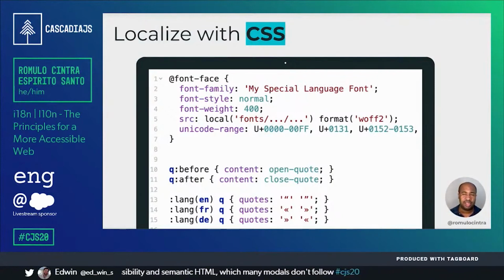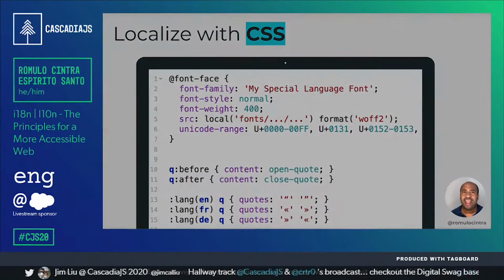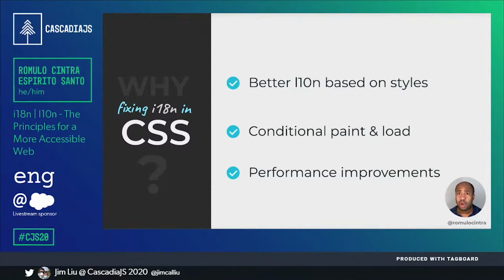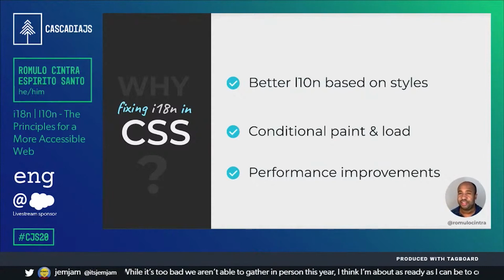But this is not about just code. You can have different images. Don't do like the example we saw before. But you can conditionally think about this as media queries for language based on CSS. And if you do this, you have some performance improvement and a better i18n based on styles, meaning that you can conditionally paint and load your web in a very, very efficient way.